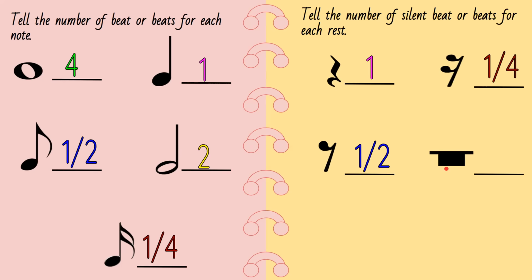Okay, for this one, this is a whole rest. The box is facing down below the line. How many silent beats? Correct. 4. And this one, okay, above, facing upward, above the line. How many silent beats? Correct. That is 2. Okay, let's review.